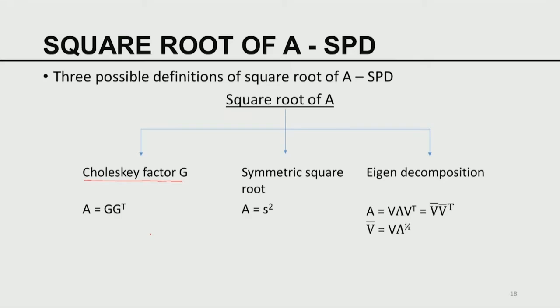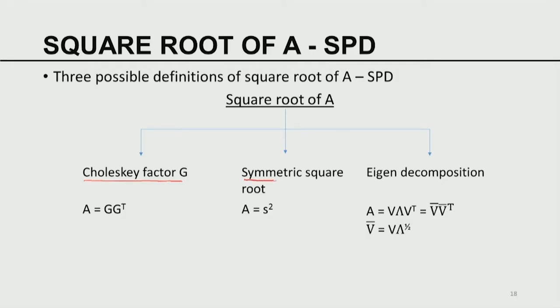So what is the difference between the Cholesky square root and the symmetric square root? In the case of Cholesky, G is a lower triangular square root. In the case of the symmetric square root, S is a full matrix. It does not have any special structure, but we require it to be a symmetric matrix. It has an upper half and a lower half, and essentially they are the same because it is symmetric. So I can compute the symmetric square root. That is another way to define it.